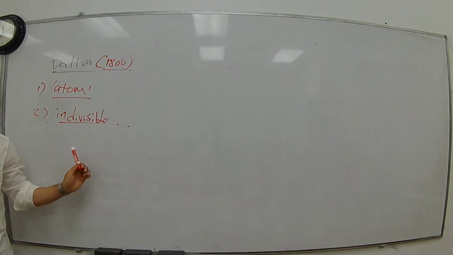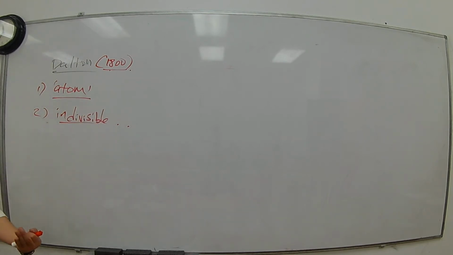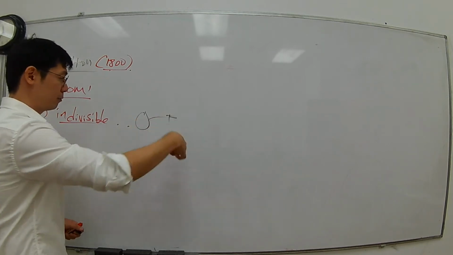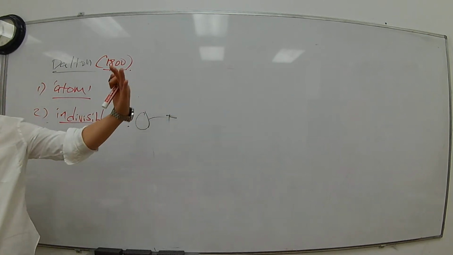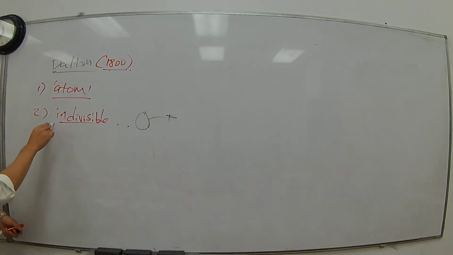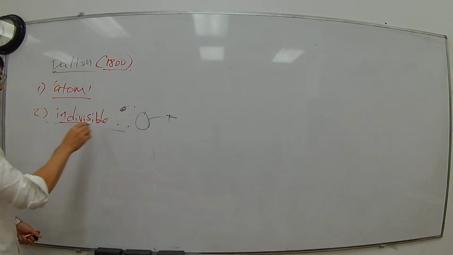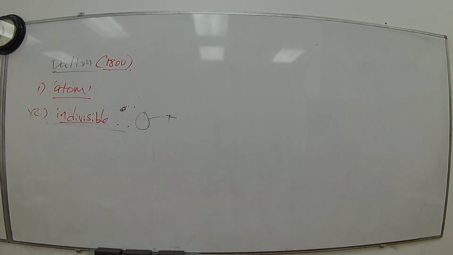What do you think, guys? No, this is wrong, because you can divide an atom. You can take the electron out of the atom, and that's like dividing an atom, because you're taking the electron out. So this is not correct anymore.